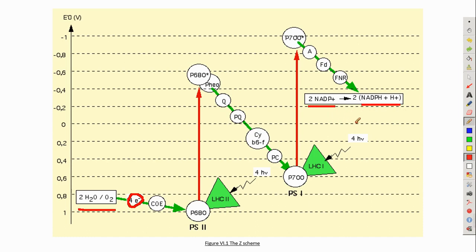This is another way of writing it. I'm not going to go into the detail, but it can be written in this way. So what we know is that the electrons are going to go through different proteins and photosystems. So you know photosystem 2, photosystem 1, and all these CoE, Theo, Q, PQ, CYB6, F, PC, A, FD, FNR. These are proteins which will help transfer electrons.